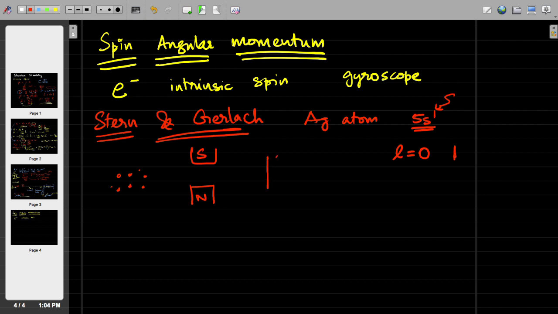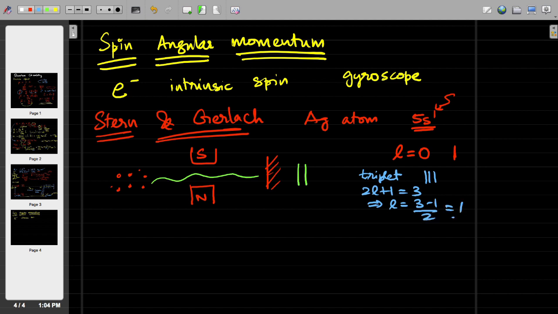On the other hand, when they tried to subject it, what they were able to see is that they ended up getting a doublet. And this is once again a little difficult to understand because in the previous example, we were able to see a triplet. So we had 3 lines, and that goes as 2L plus 1 equal to 3, which indicates L equal to 3 minus 1 by 2, which is 1. So it makes sense. L value was 1. On the other hand, in this case, you are seeing a doublet.